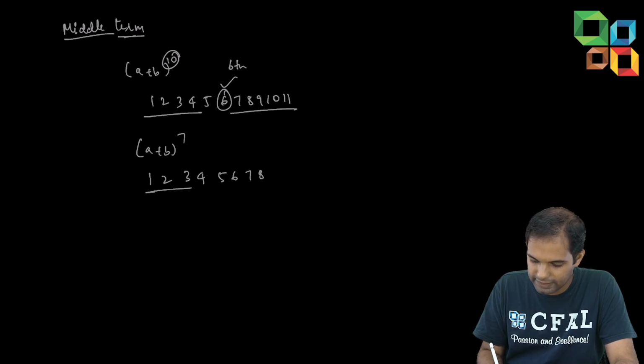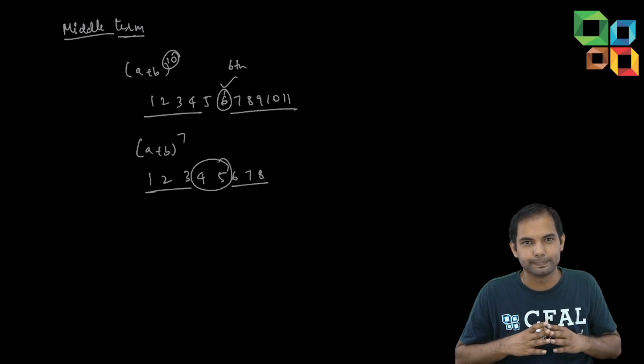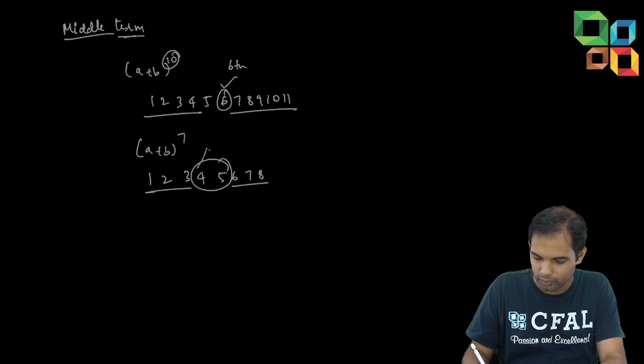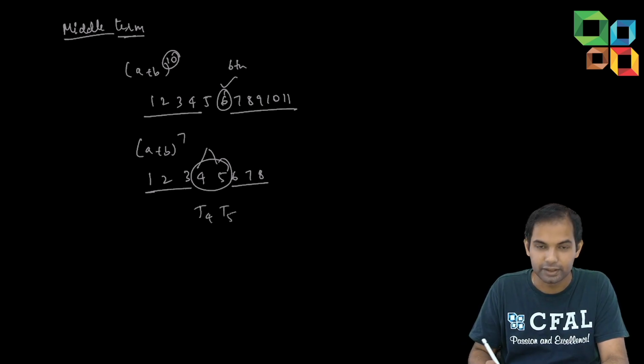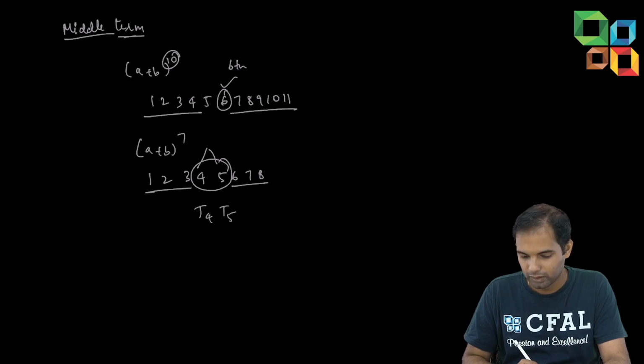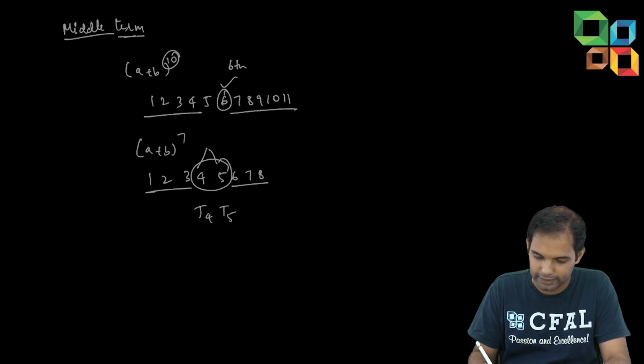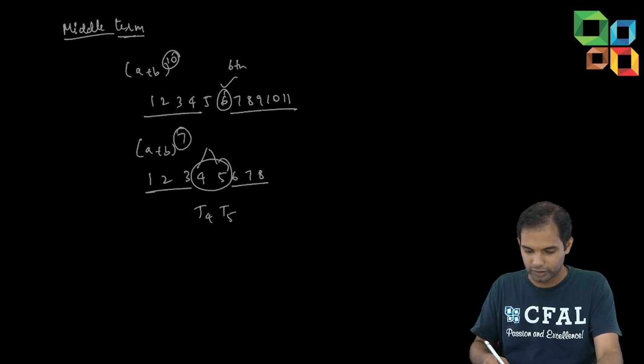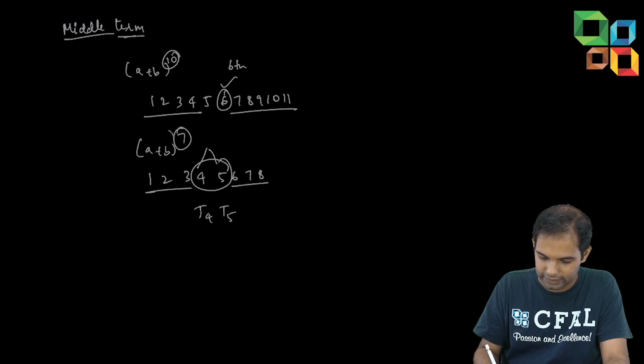Look at this. 3 terms are this side, 3 terms are this side. There isn't any single specific middle term. But what we usually do is we say that both these two terms, that is the fourth term and the fifth term, are the middle terms. Why? Look in terms of your binomial coefficient. Not the terms a and b, only the binomial coefficient.